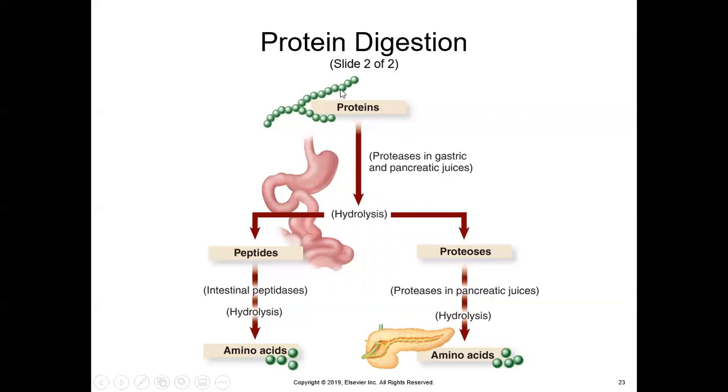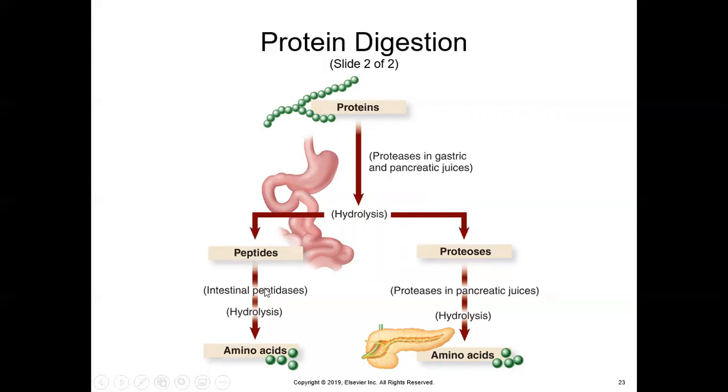With protein digestion, you take in a protein, so you eat a hamburger, and it starts breaking down. Actually, protein digestion does not occur until it gets into the stomach. So the protein goes down into the stomach, and the proteases are in the gastric juices and also in the pancreatic juices. The pancreas secretes its enzymes into the duodenum. That's where it starts to break down the proteins into peptides.